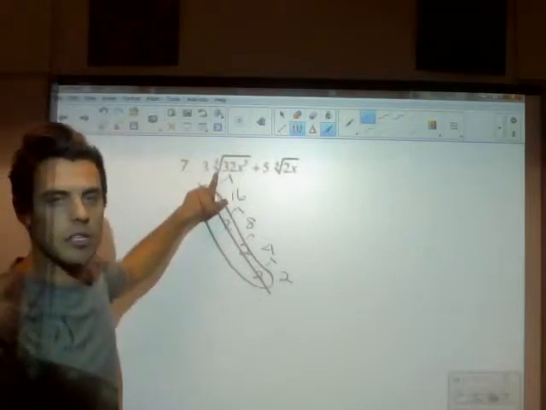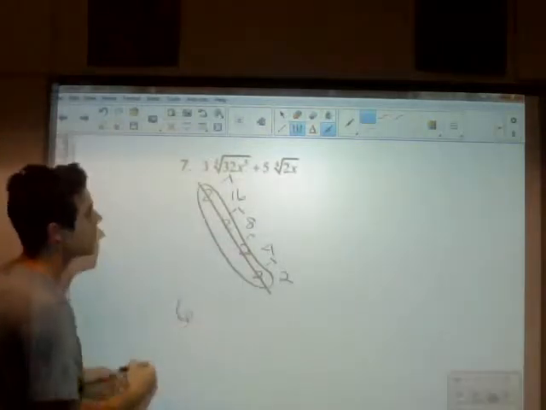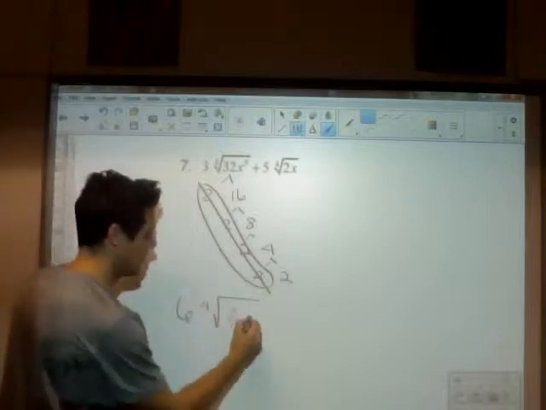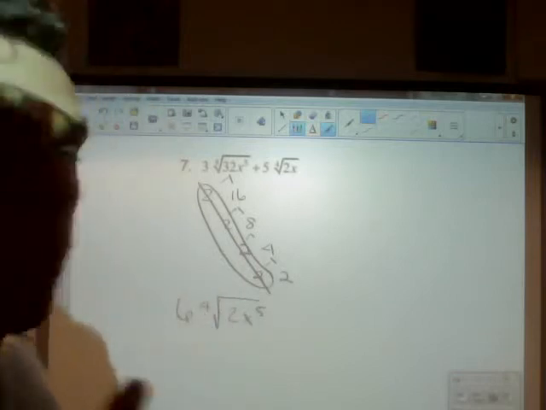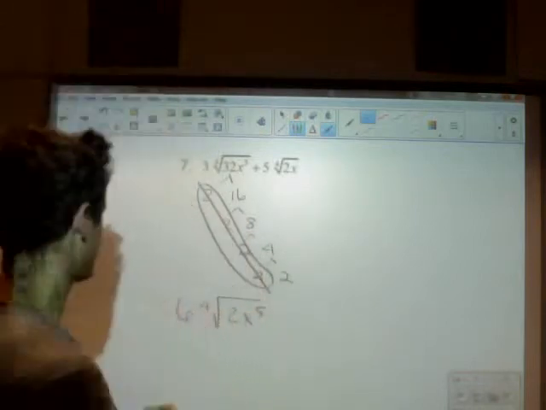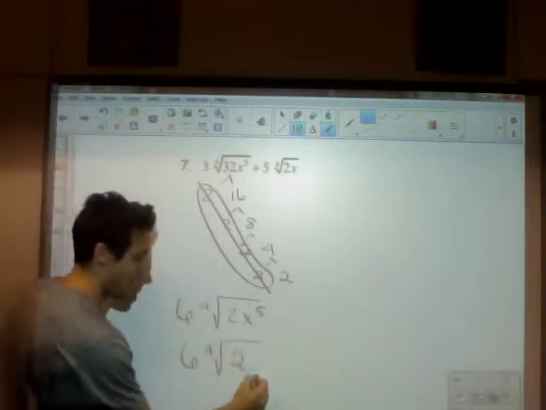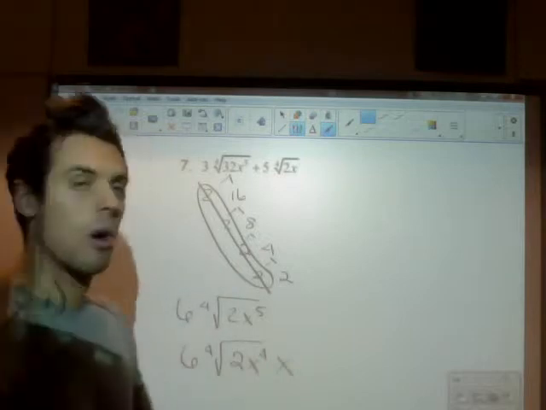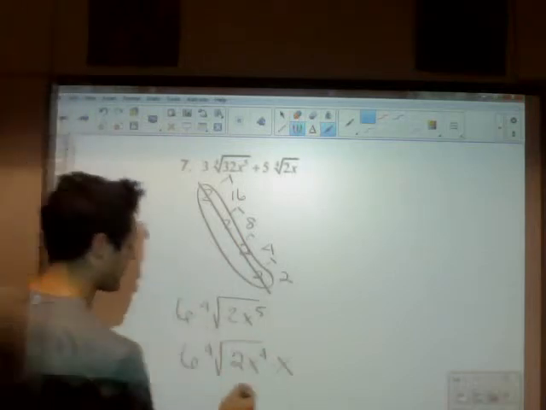There's already a 3 out there, so let's take the 2 out to join the 3. That's going to make a 6 on the outside. Inside, the 2 didn't get to come out. And the x to the 5th, okay? I need 4 x's for 1 to come out, so let's rewrite x to the 5th as x to the 4th times x. 6 times the 4th root of 2, x to the 4th times x. It's the closest multiple of 4. If I get 4 of something, 1 can come out. I've got 4 x's, so let's take 1 out.